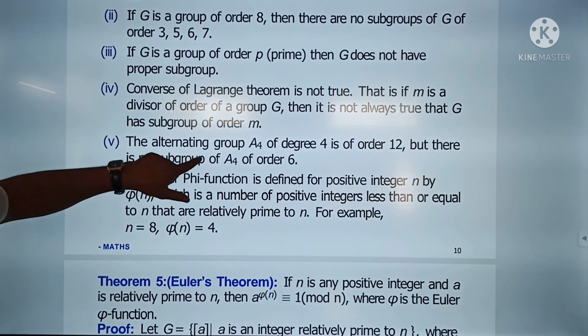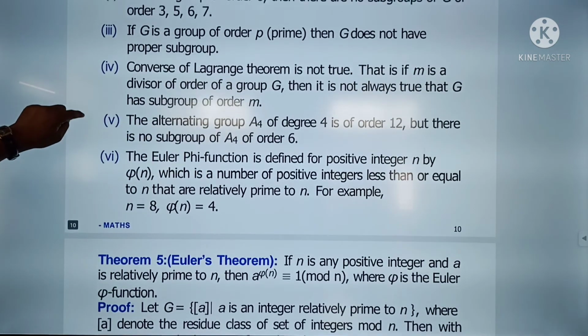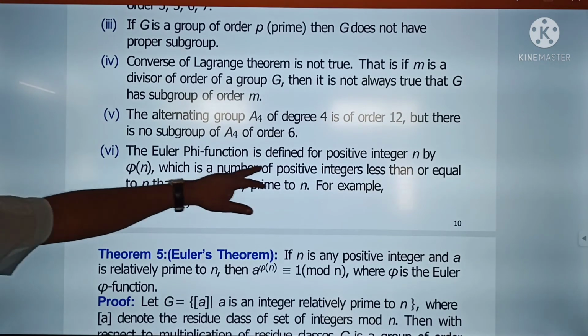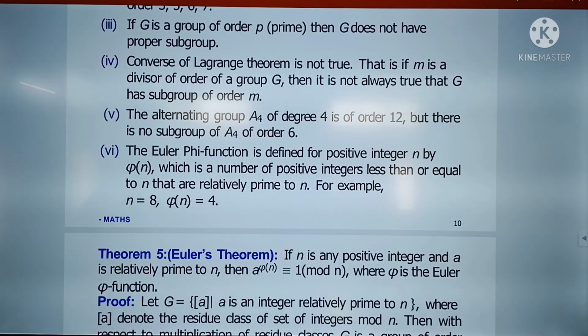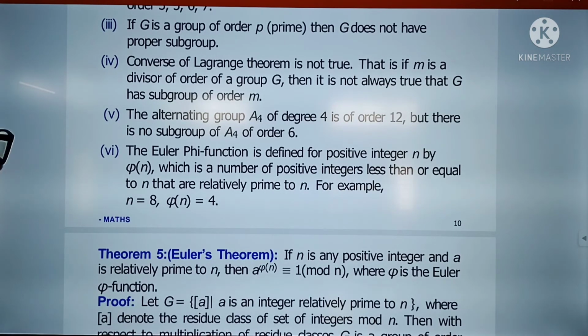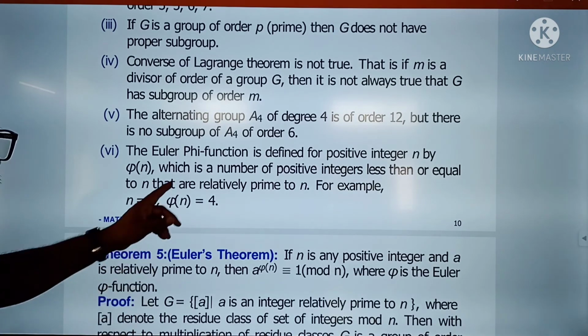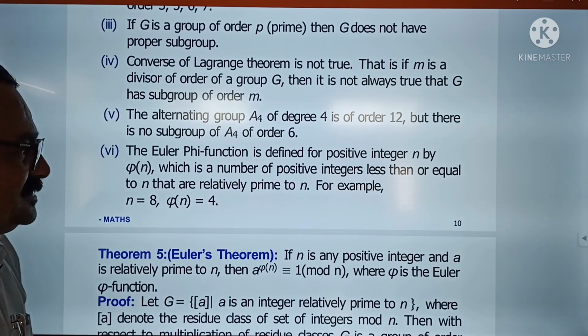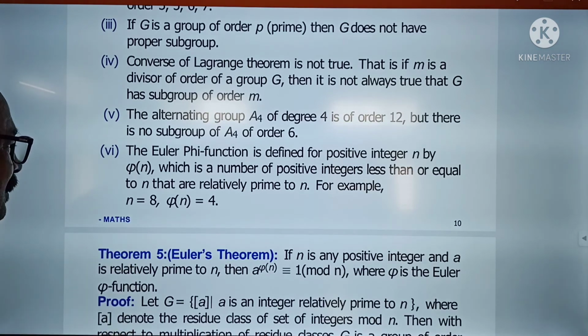Okay? The alternating group, we are not going to take this one. This fifth one: the Euler-Phi function is defined for positive integers n. Phi of n is the number of positive integers less than or equal to n that are relatively prime to n. For example, if n is 8, phi of n is 4. Repeat this definition. We call that the Euler-Phi function. The Euler-Phi function is defined for positive integers and is denoted by phi of n, which is the number of positive integers less than or equal to n that are relatively prime to n.